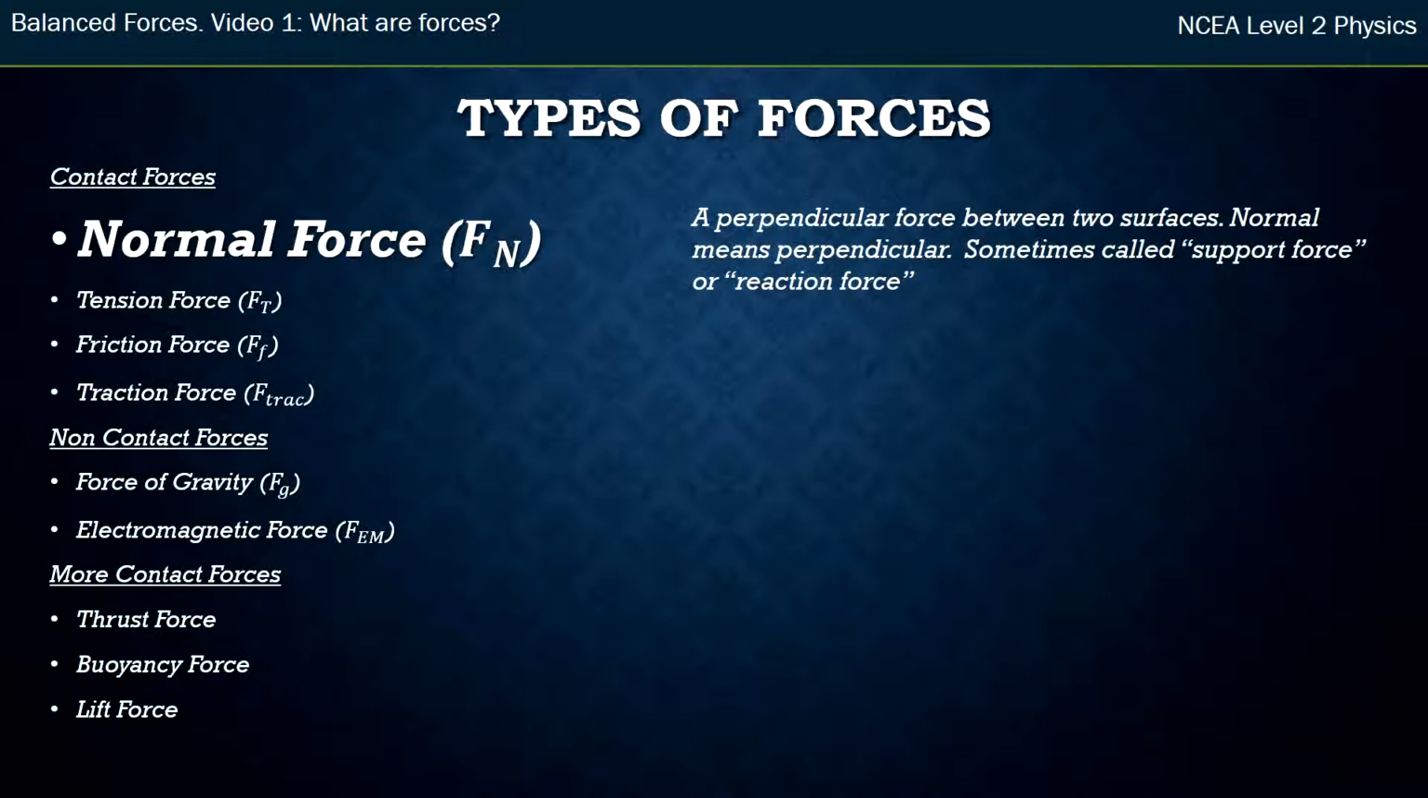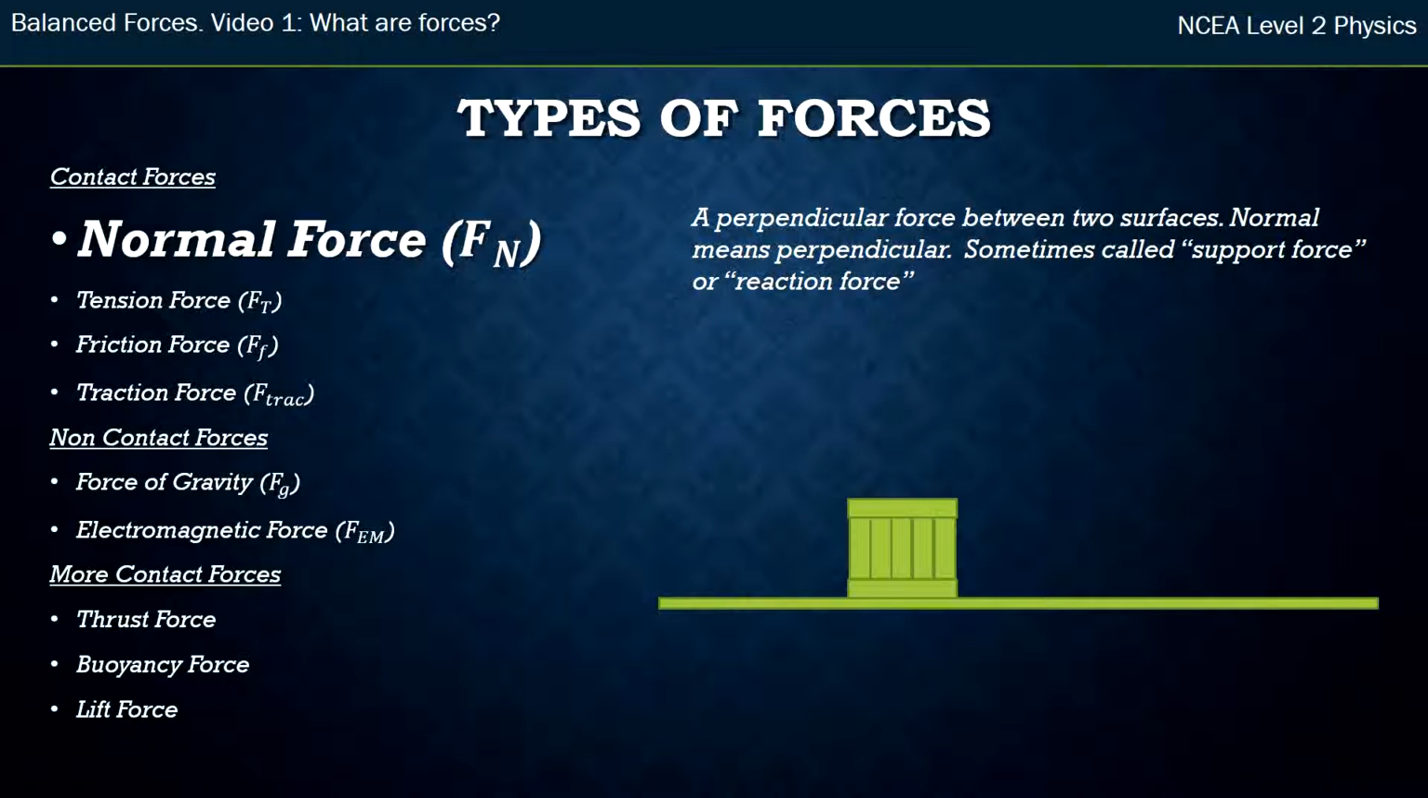So the normal force is a perpendicular force between two surfaces. Perpendicular means 90 degrees. And normal, in science, normal means perpendicular. So that's why I call it the normal force. It's always perpendicular. You may have called it in the past the support force or the reaction force. So here I have a box, and if I'm thinking about that normal force, it's perpendicular, 90 degrees to the surface, which is straight up.